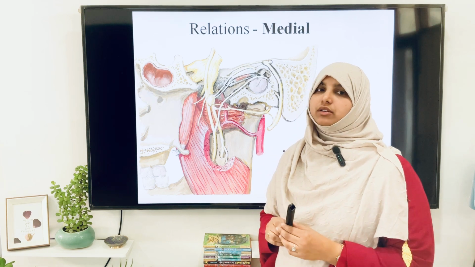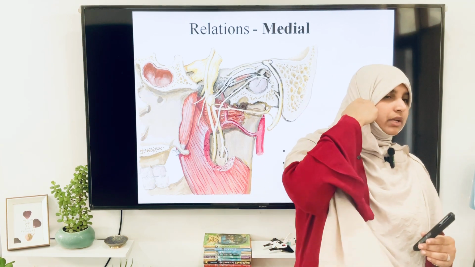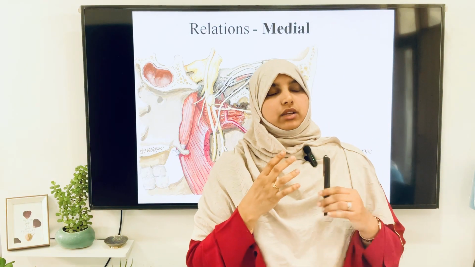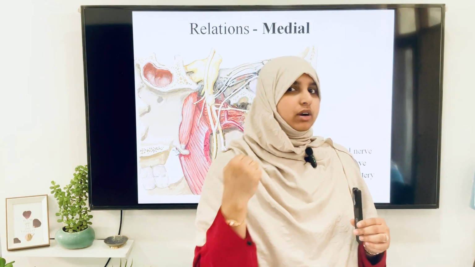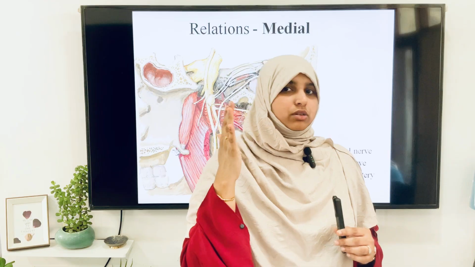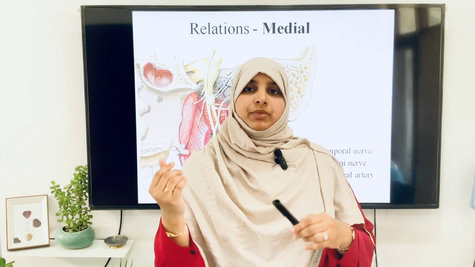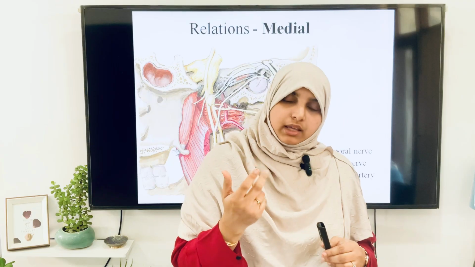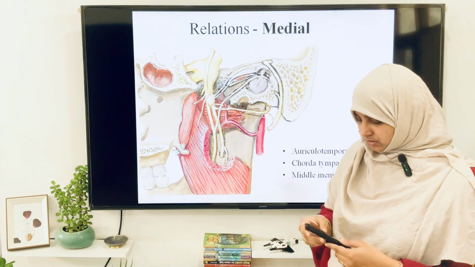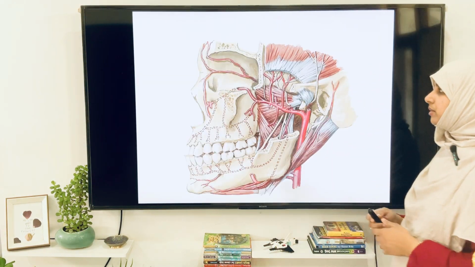And if the patient has a punch injury, so severe that the head of the mandible gets displaced, it is going to compress some structures. In that case, which nerves will be compressed? The auriculotemporal nerve, the chorda tympani, and the middle meningeal artery. So these structures are very important.